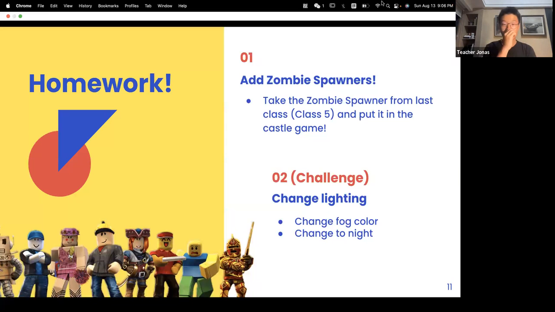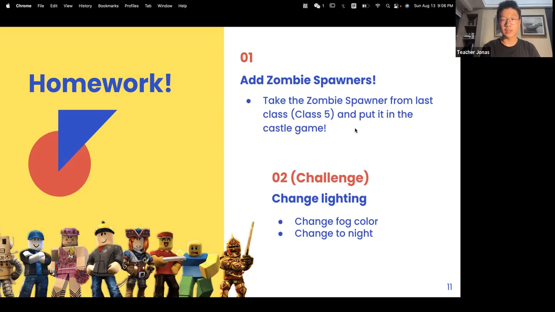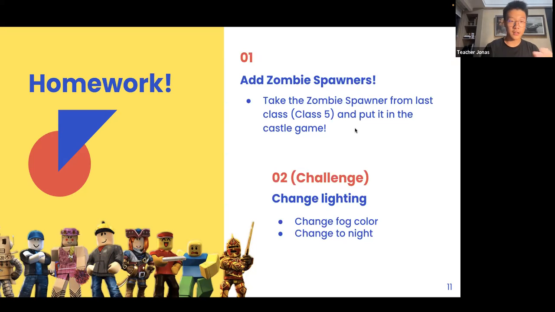Okay, so for homework, two things. First, try adding the zombie spawners inside the game. Take the zombie spawner from last class, put it inside the castle game, and maybe try putting a few more, right? You can also try putting the item givers inside the other game.